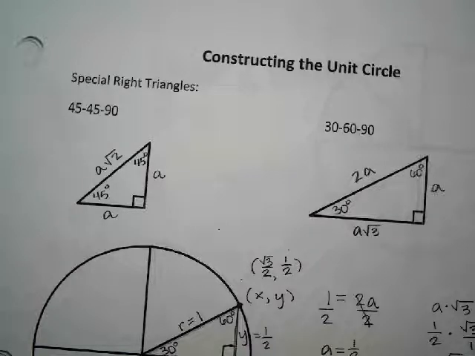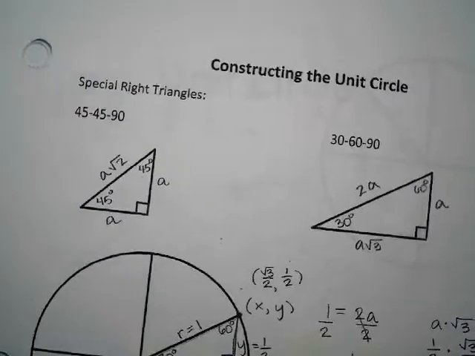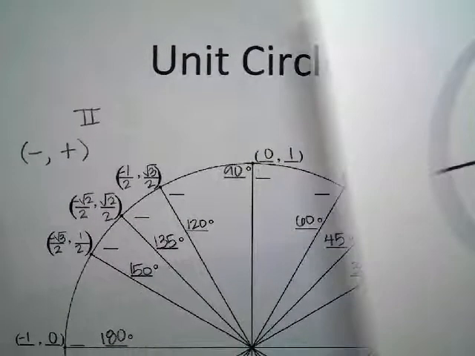For the unit circle, you need 3 colors. I would recommend markers. It's going to be easiest with markers or highlighters. You need 3 different colors.